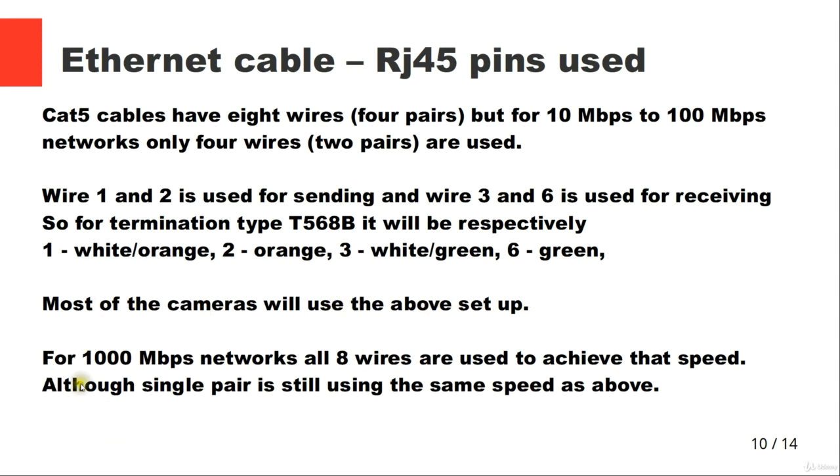For higher speeds, like 1000 megabits per second, you will use all 8 wires to achieve that speed. Each pair will still have the same speed, but you double the speed by sending data simultaneously on all those pairs. So instead of 4, you're using 8, and that's why you increase the speed.